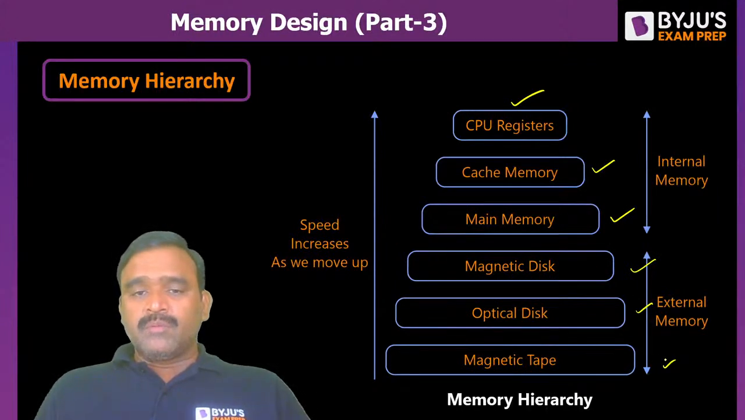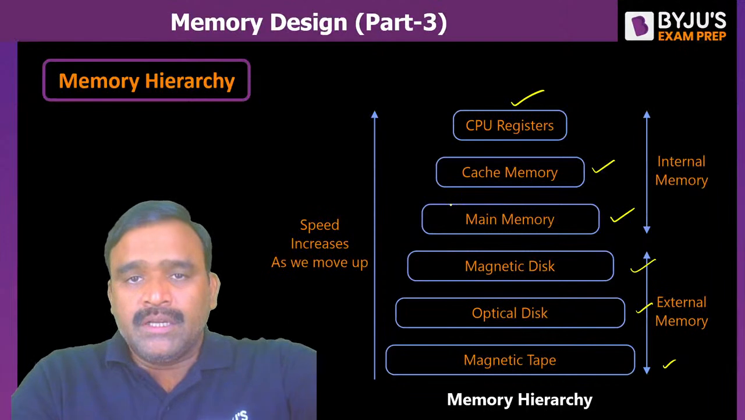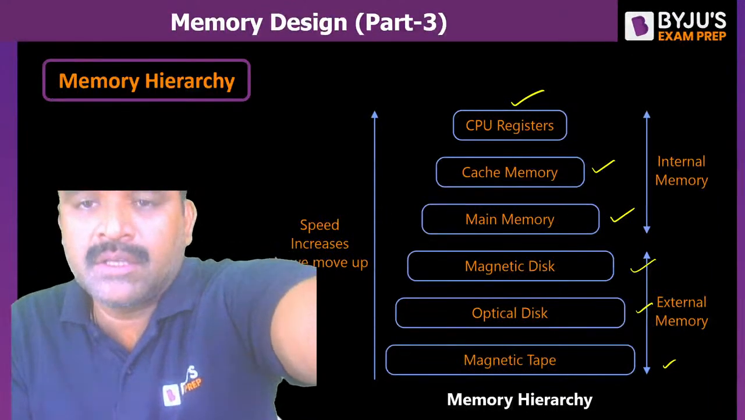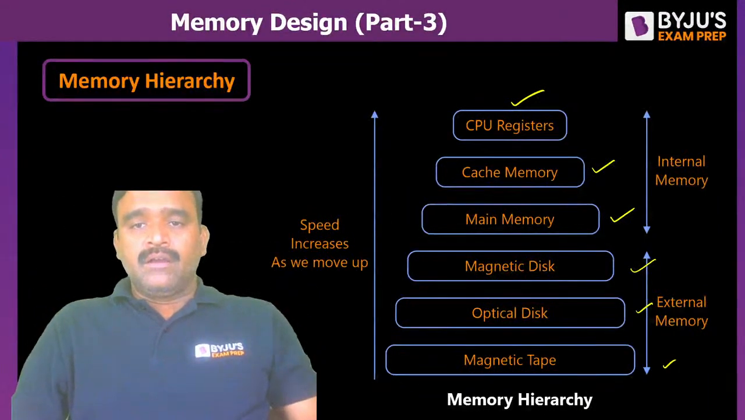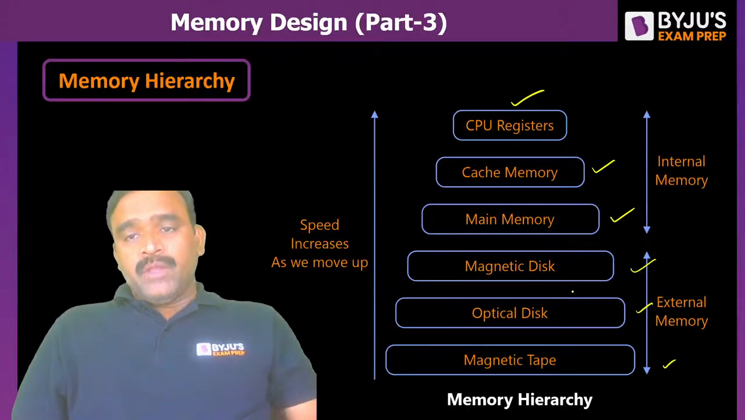These are the external memories, and these are the internal memories. So what are the internal memories? Internal memories are CPU registers, cache memory, and main memory.